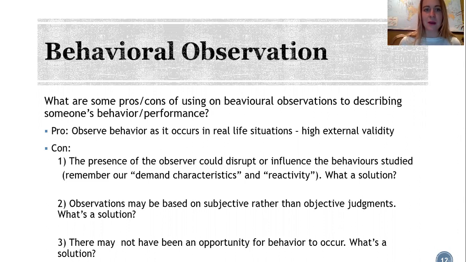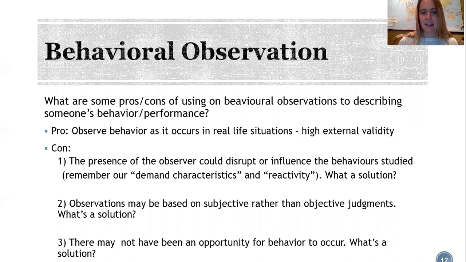This, if you remember from a few weeks ago, is inter-rater reliability. We'd want to find high inter-rater reliability. Finally, another challenge might be that there might not be an opportunity for the behavior to occur. And if it doesn't happen, you can't comment on how often it occurs.